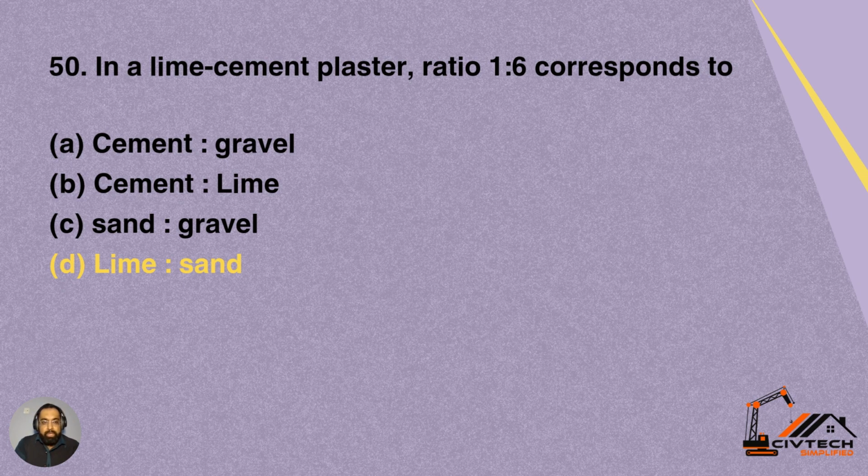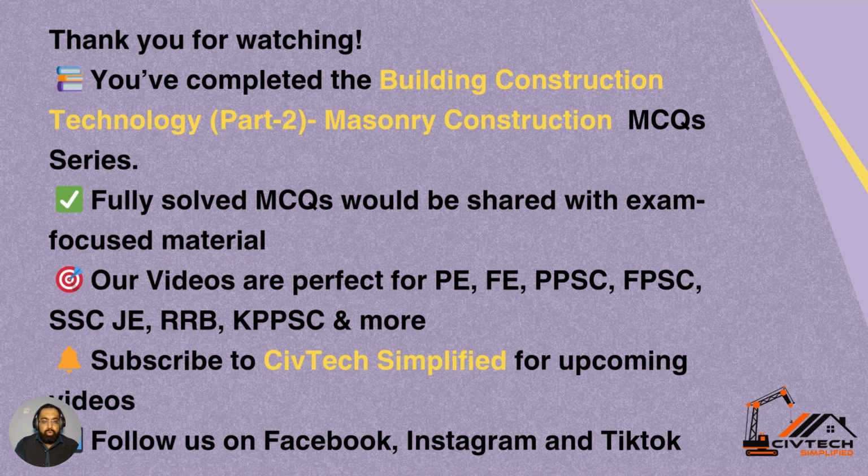Question 50. In a lime cement plaster, ratio 1 is to 6 corresponds to option A cement gravel, cement lime, sand gravel, lime sand. So as it is lime cement plaster, the ratio 1 is to 6 corresponds to lime is to sand. So one part of lime is mixed with 6 parts of the sand and then the plastering is done. It's called lime cement plastering.